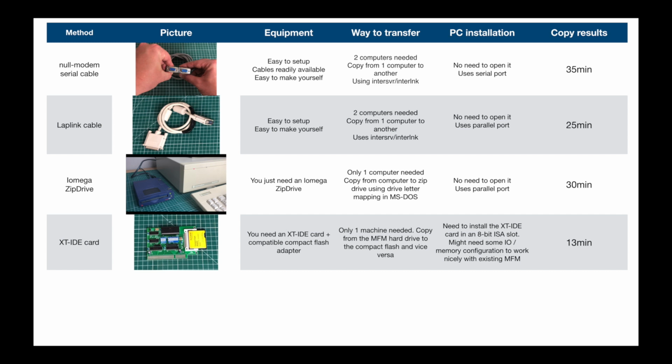Now the XT-IDE cards are really, really nice. They make for very fast transfer rates because everything is internal. It's just copying from your MFM drive onto the compact flash. There are no external connections to be made. It's very convenient because you can use the compact flash in modern PCs, so you're able to put data onto your retro PC very easily. It's a very versatile solution.